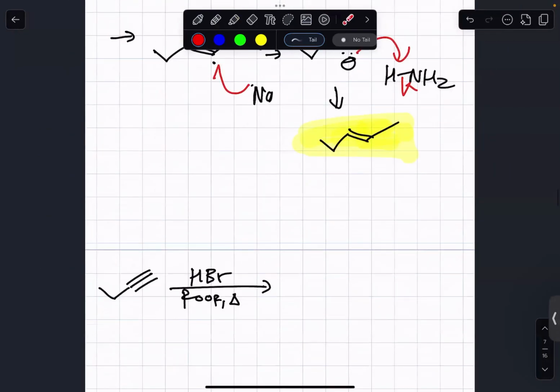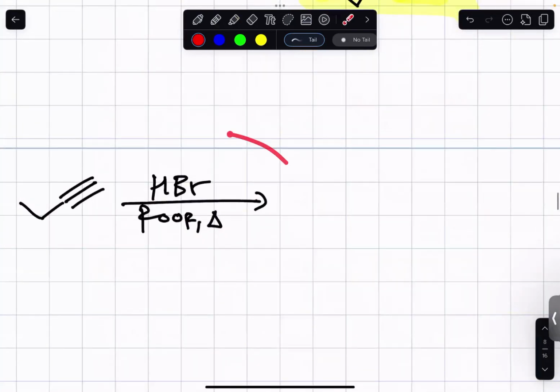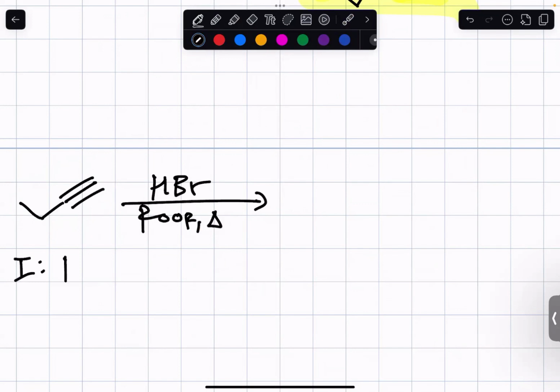Okay, now let me show you guys radical addition of HBr, ROOR, and heat to this terminal alkyne. Initiation. The ROOR splits into two OR radicals.